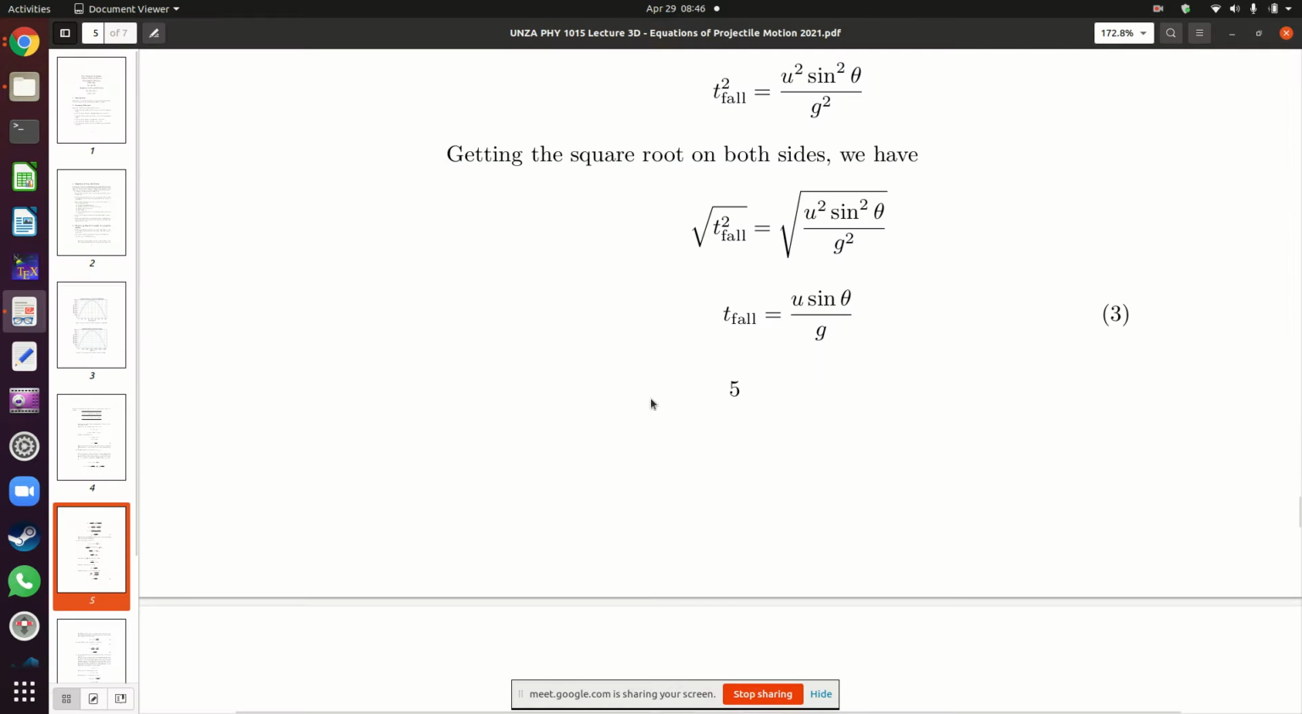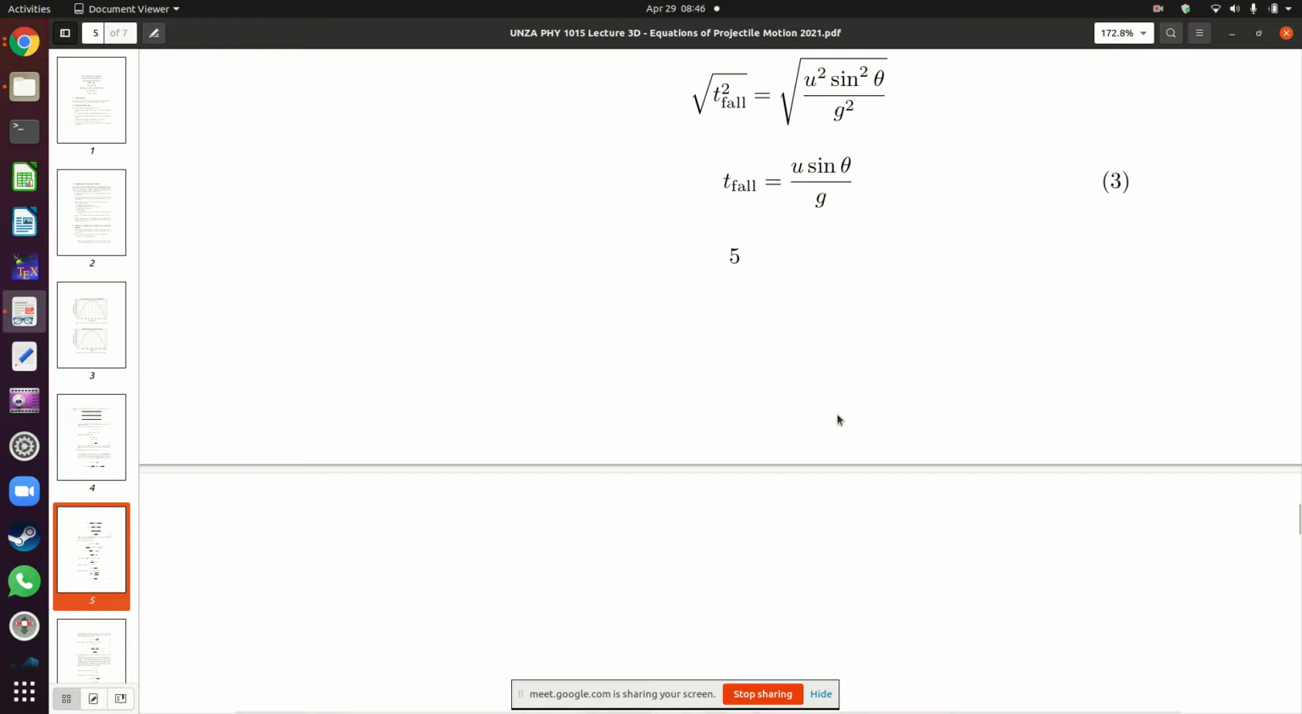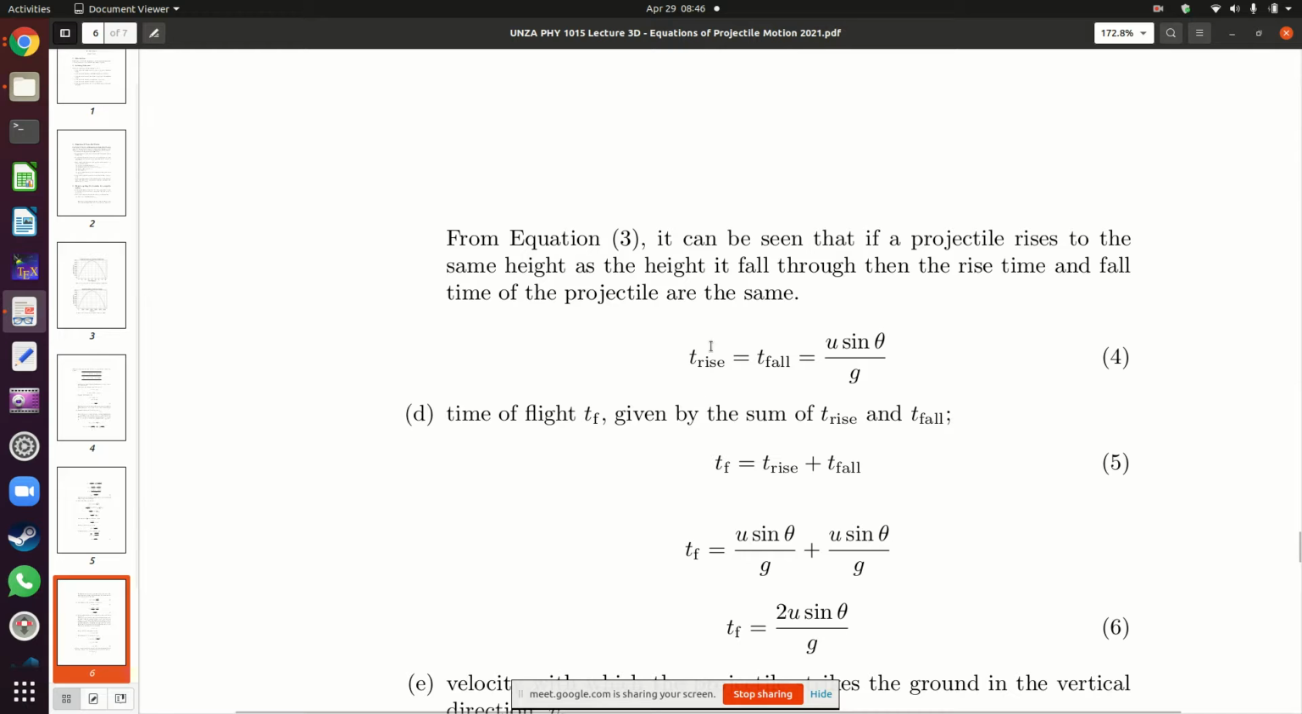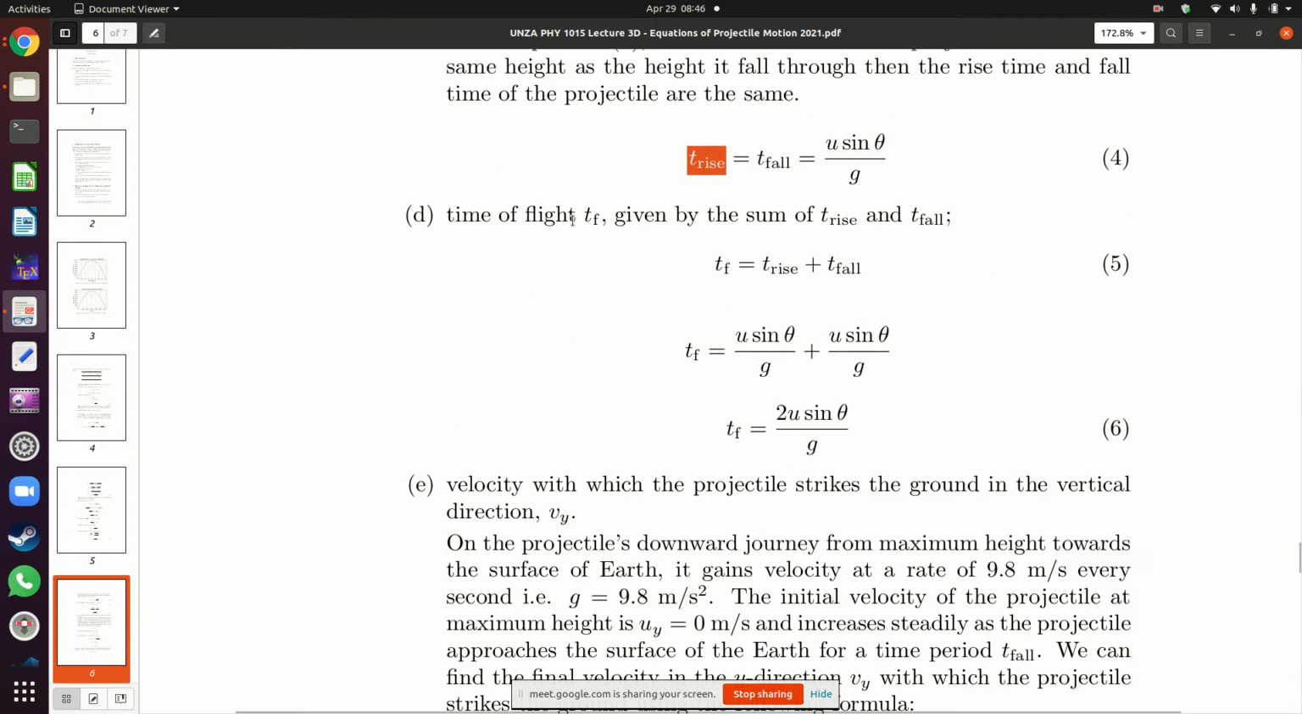so this is the only time when the fall time and the rise time are the same, when you assume that the height to which the projectile rises and the height through which it falls are the same. Here, the rise time and fall time are equal to u sin theta divided by g. Once you have the fall time, the next thing you want to work out is the flight time, Tf. Tf is going to be equal to the rise time plus the fall time.